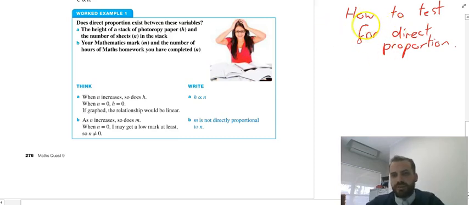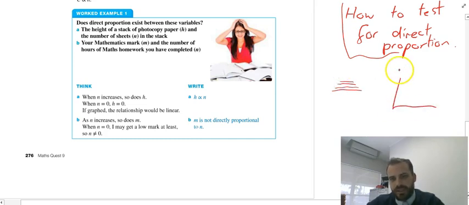Okay, so now that you know what direct proportion is, I'm going to show you how to test for direct proportion. First, just a couple of word examples. Does direct proportion exist between these variables? The height, h, of a stack of photocopying paper and the number of sheets, n, in the stack. So, a piece of paper stacked on another piece of paper, stacked on another piece of paper. The question is, does the number of sheets of paper affect the height of the stack in a directly proportional way?